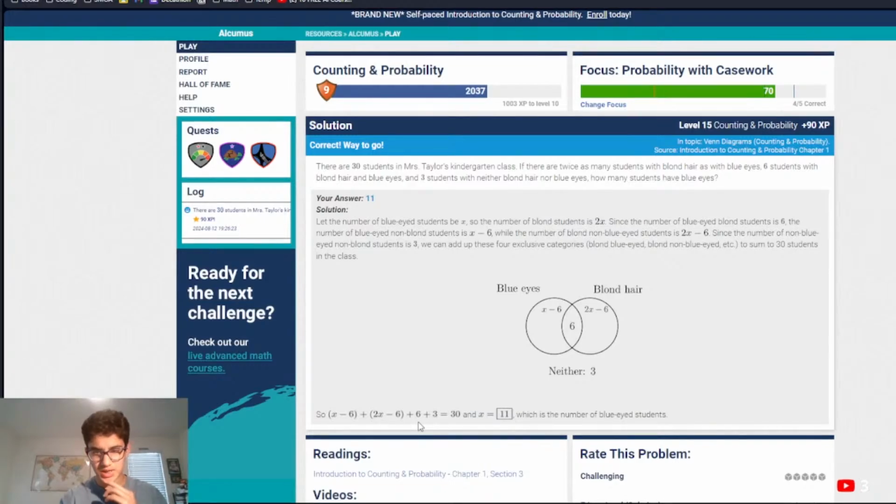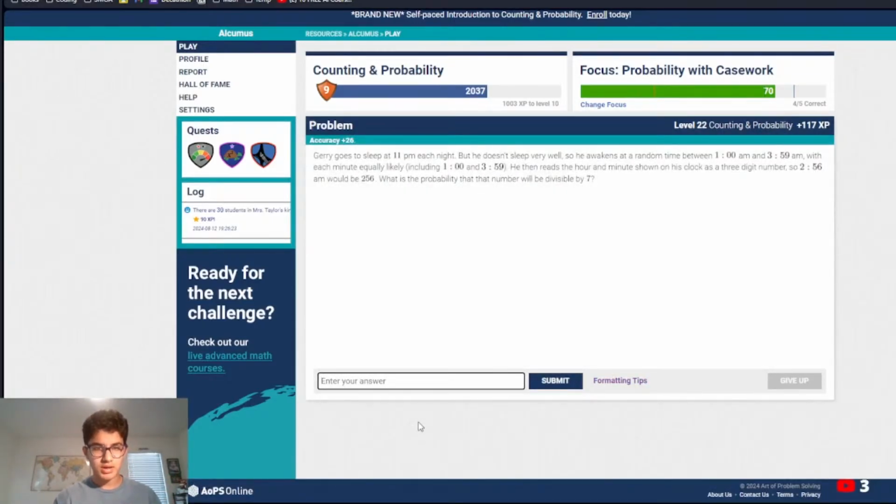And they did almost the exact same thing. Well, no, not really. They did a Venn diagram. I did the table. I think it's fine though.